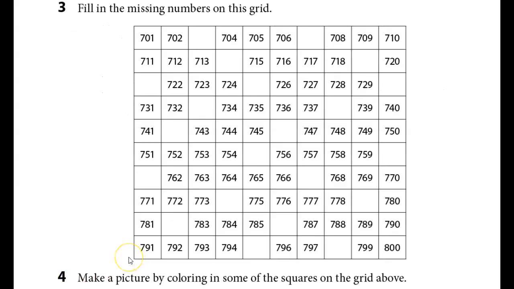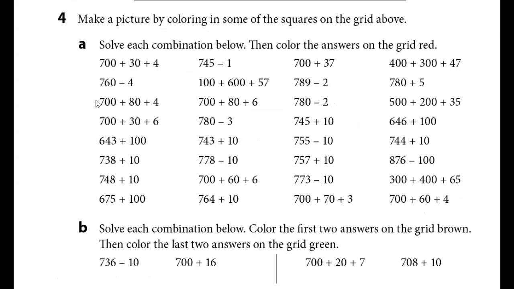Now for number 3, you're going to fill in this grid with your pencil to fill in each number that's missing. So if we start at 701, we go to 702, 703 would go right here, 704, 705, 706, and then fill in all the missing numbers. When you're done filling in the missing numbers, you're going to use this grid to do number 4. You're going to make a picture by coloring in some of the squares on the grid above. You'll have to solve each combination below first.